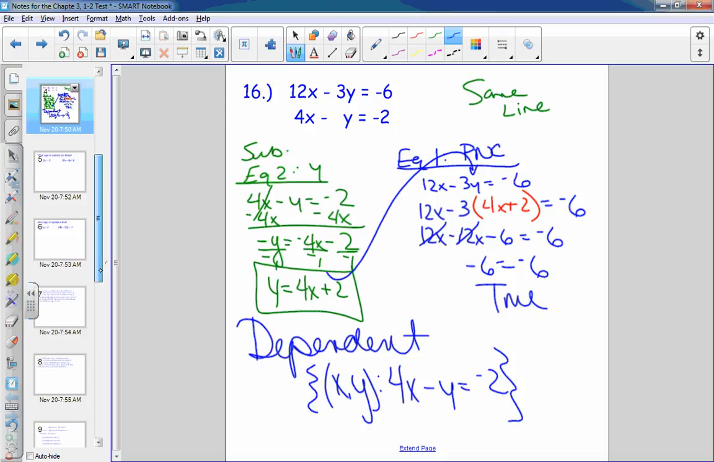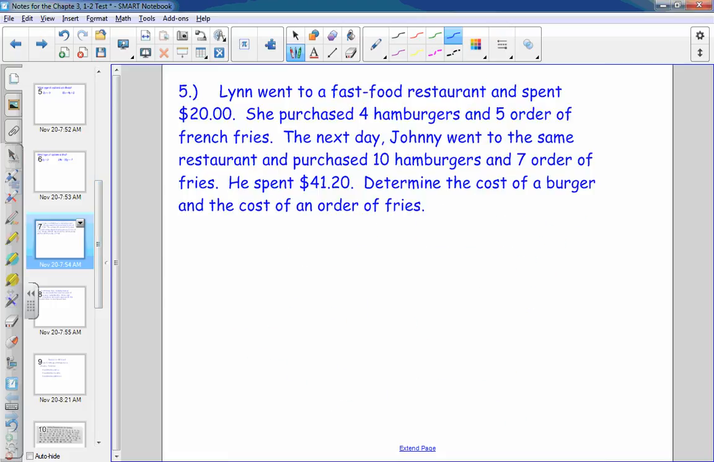Yesterday we talked about graphing. You are going to have a story problem on the test. So if you have a story problem on the test, you're going to have to go ahead and read it and figure out the equation.